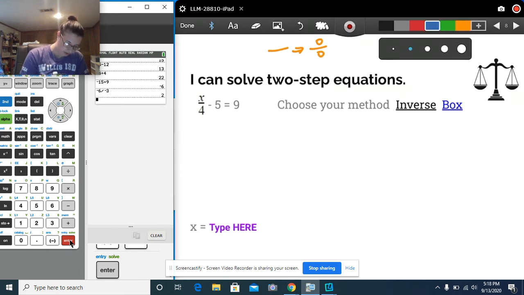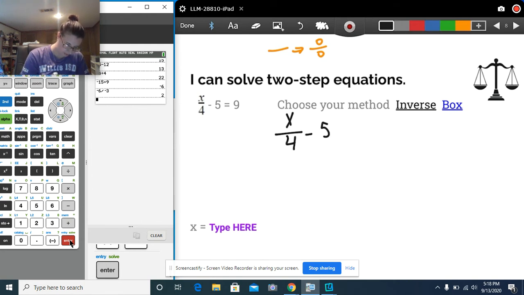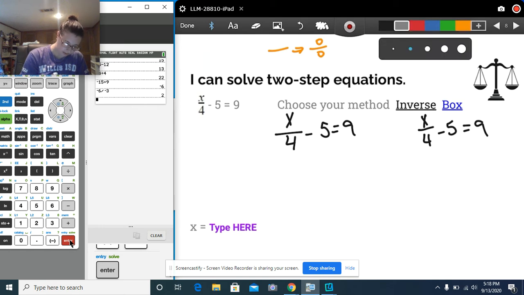So we're going to start. I'm going to do the inverse on the left, and I'm going to use the box on the right. So when I have my inverse, I have x over 4 minus 5 is equal to 9. So the first step I need to do is, I'm getting ahead of myself. I need to just sort my terms. Here is an x number with a variable. Here's a constant, and here's a constant. I need to move all my constants to the right.